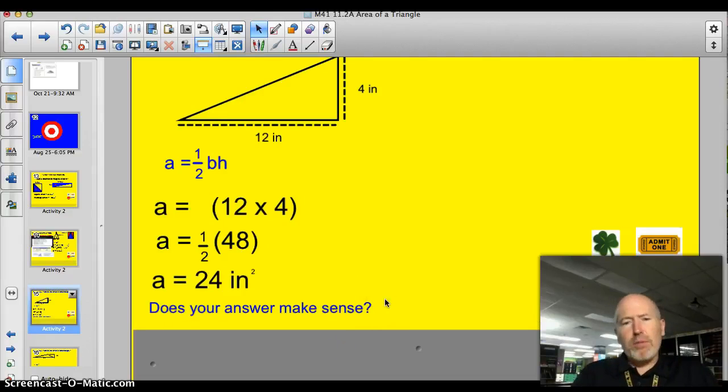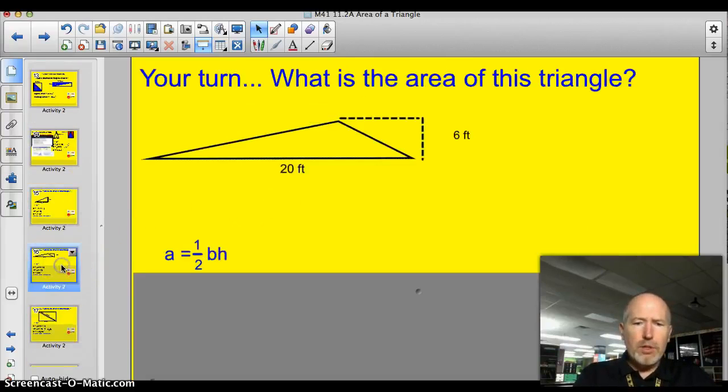And then I put down here in blue, does your answer make sense? Well, let's see. 4 times 12, well, 48 would be the whole rectangle, so half of that, 24. Yeah, my answer makes sense. All right, move on. Example number 2.